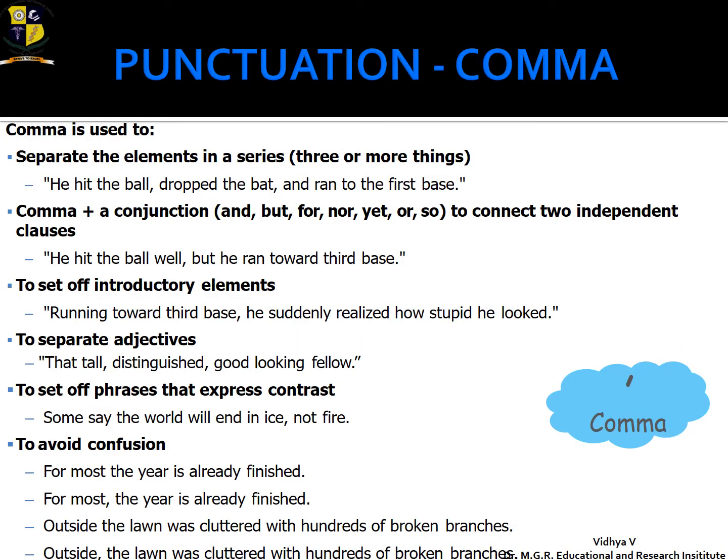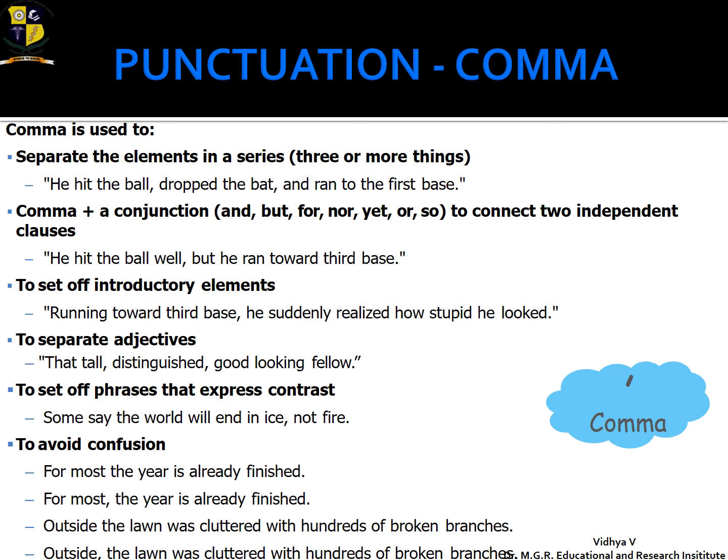So last punctuation is comma. Comma is used in various scenarios. The first one is if you want to separate the elements in a series, that is three or more things. Hit the ball, dropped the bat, and ran to the first base. That is one scenario you can use commas. Then if you want to connect two independent clauses with a conjunction, then you use a comma. He hit the ball well, but he ran towards the third base. There you use a comma.